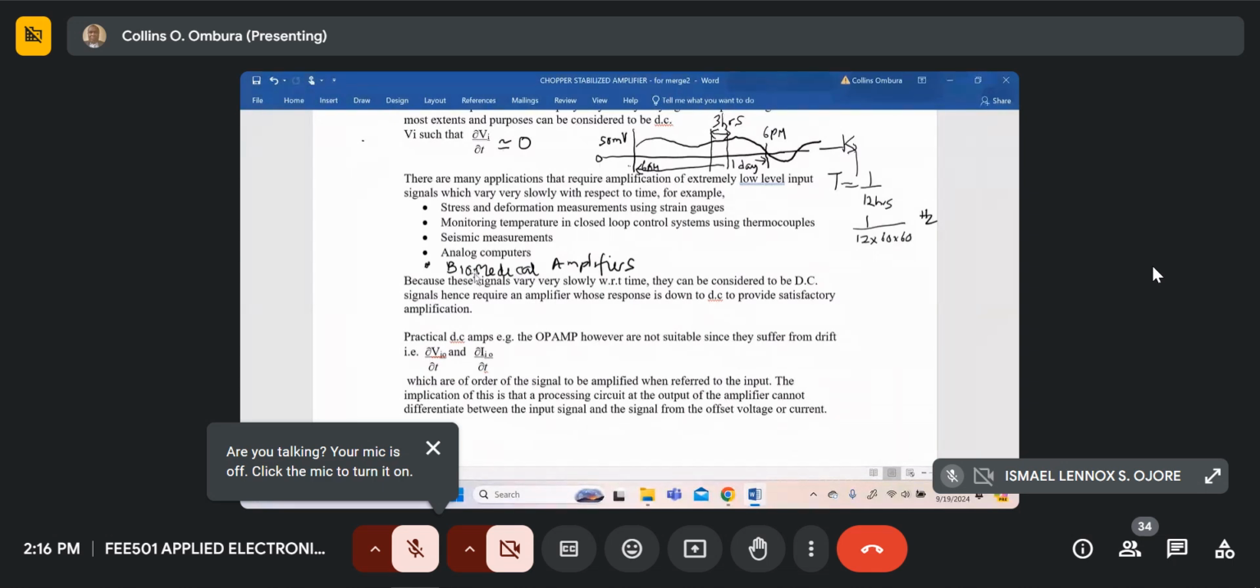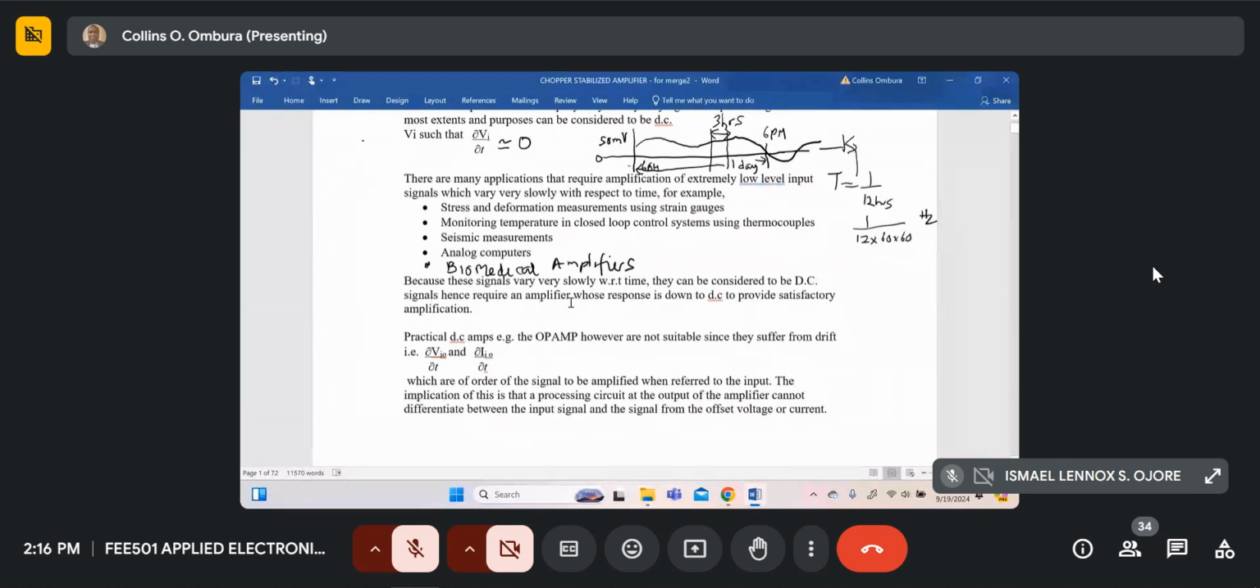And in the last class, I showed you that the best example of a good DC amplifier is an operational amplifier. So you select an operational amplifier. These were called operational amplifiers because they were used to perform mathematical operations. Actually, they are the ones used in our analog computers.